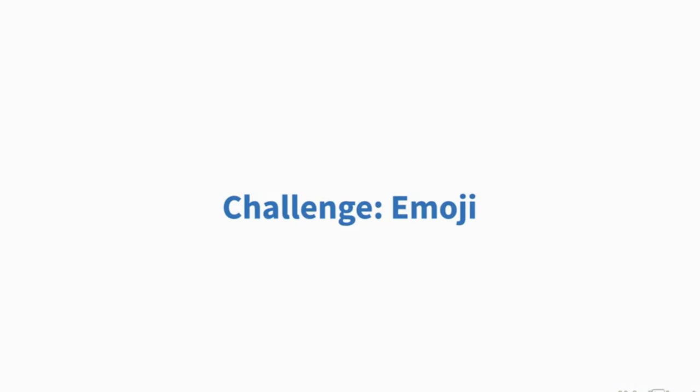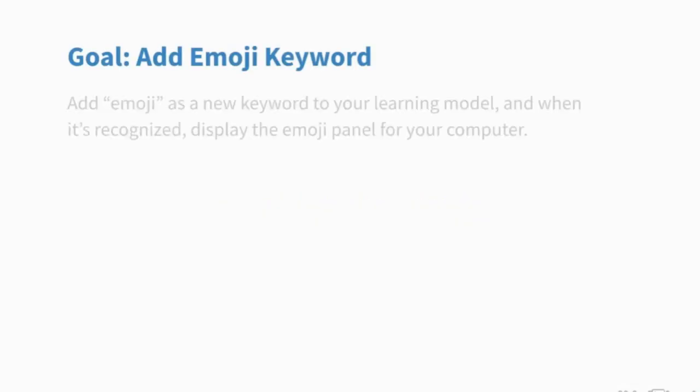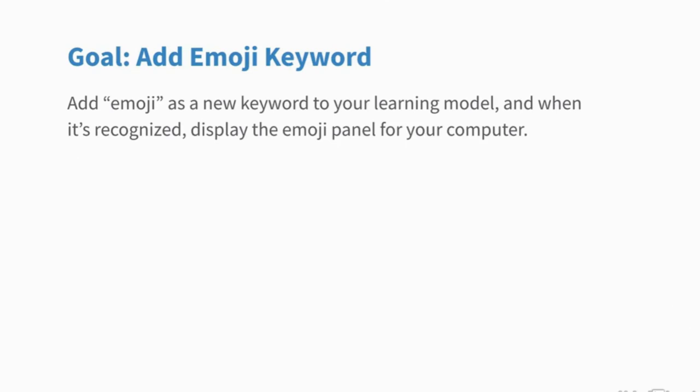Now here's a challenge you can work on to see if you can extend your prototype even further. The goal of this challenge is to add another keyword to your prototype. The word is emoji, and it should cause the emoji panel to pop up on your computer screen. Just in case you need some hints, here are a few.